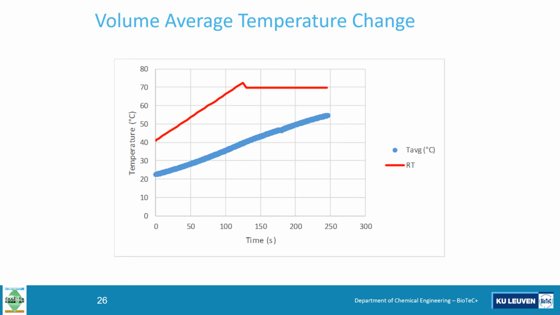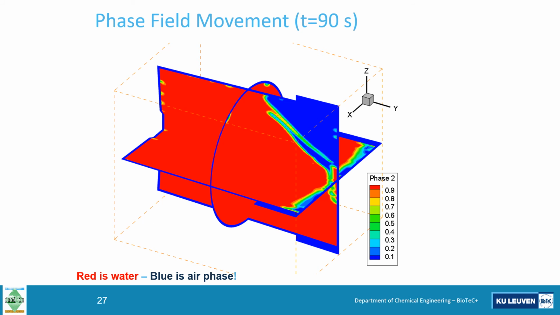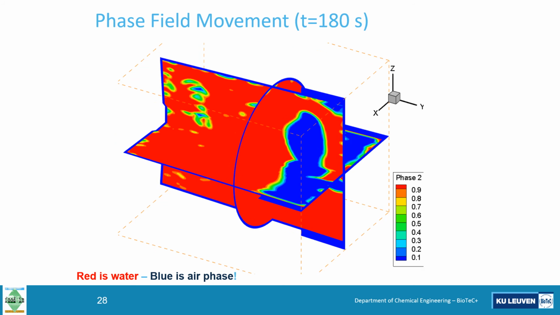And then here the volume average temperature change. We see here the same temperatures I mentioned before at 90 and 180 seconds. And here you can see in red the water phase, and in blue the air, which shows the phase field movement. So here we see a snapshot at 90 seconds. More interesting at 180 seconds, because here you actually see some mixing of the air bubble with the water phase, and this also of course improves the heat transfer.